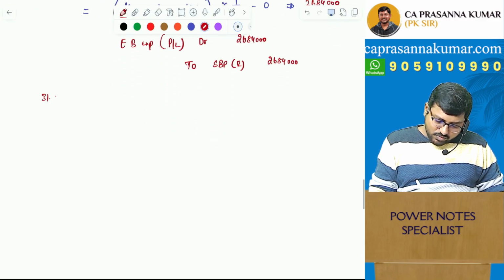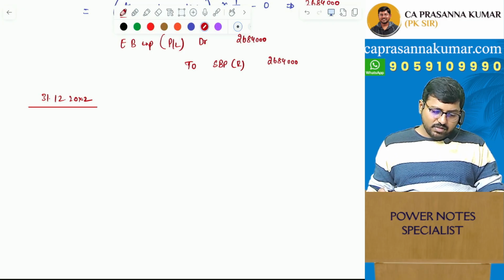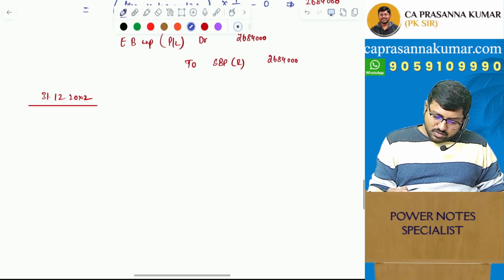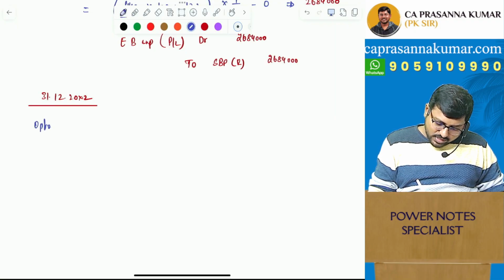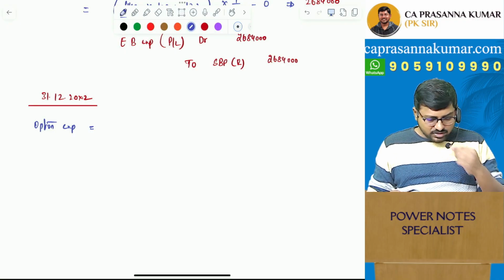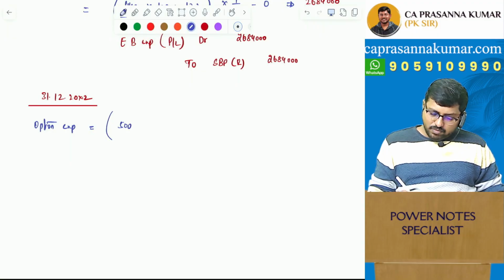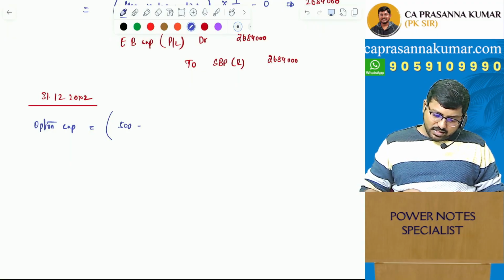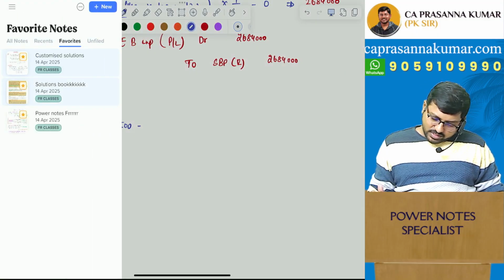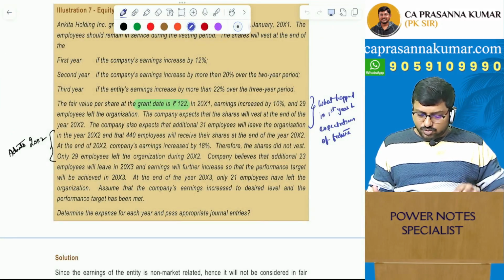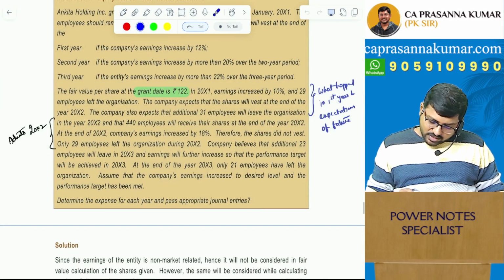Next one is 31st December 20x2. All right, let's look at the option expense now. Option expense is equal to, now, interesting. Now see here, we know that the gross number of employees is 500. That we know. Minus. Okay, let's look at the information over here. Now we are standing at the end of year 2.